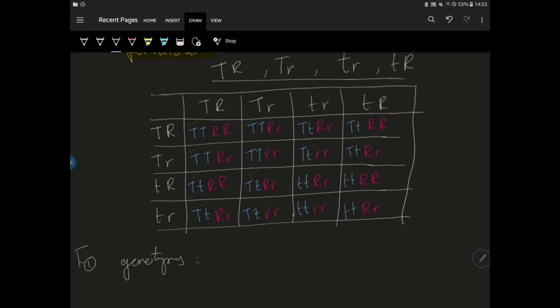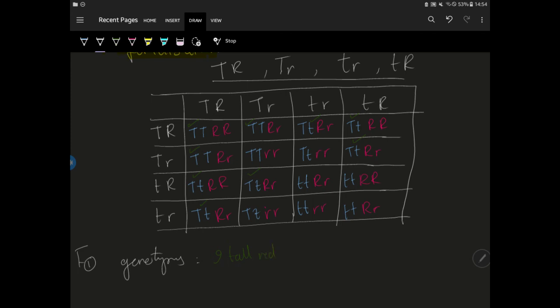This is going to be tall and white, sorry, short and red, so not going to help us. Short, not going to help us. Tall and red, short and red, short and red. So how many ticks do we have? 1, 2, 3, 4, 5, 6, 7, 8, 9. So we can write there 9 tall red, right?